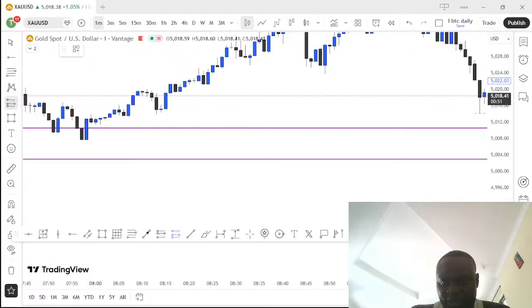Perfect. So now I'm waiting for this to come and take this liquidity, and then I will press my sells. If your account is just $30, you can use 0.01 lot size. Okay, use 0.01 or 0.1 for just one order. Okay, so let's see.